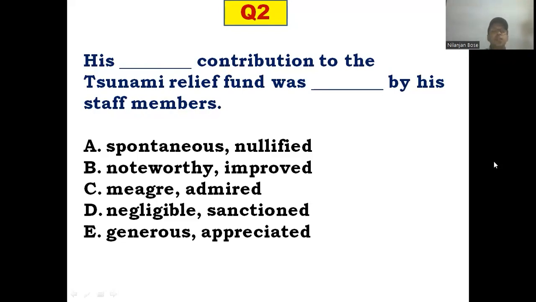contribute something to the tsunami relief fund, then definitely that effort will be appreciated by all, because it is a good deed. You are doing something for the welfare of humanity. So here someone has contributed to the tsunami relief fund. Of course, this step of yours will be appreciated. So the second blank should be filled by a very positive word. Now, if I go through the options, for the first option, the second word is nullified, which means cancelled.